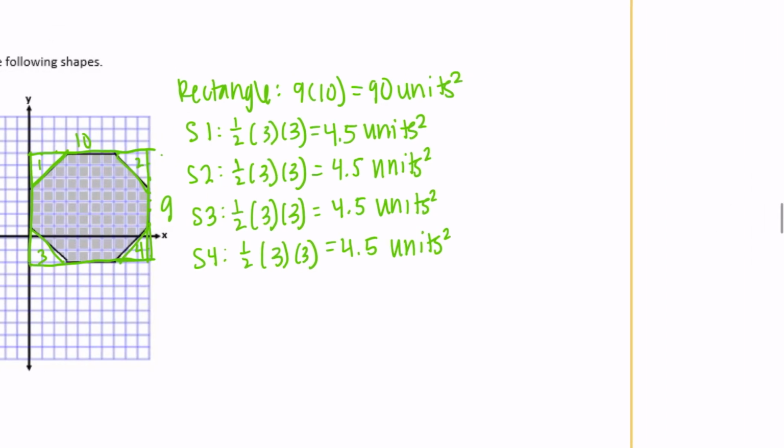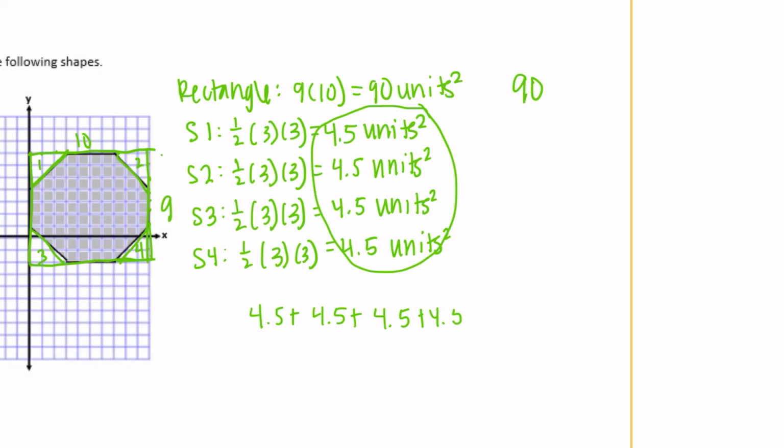Okay, so we need to do the 90 units minus whatever these all add up to. So 4.5 plus 4.5 plus 4.5 plus 4.5. 4.5 plus 4.5 is 9. So we get 9 plus 9 is 18. So we're going to take the 90 units squared and subtract out the corner pieces, the 18, and we'll be left with the center octagon. So we get 72 units squared.